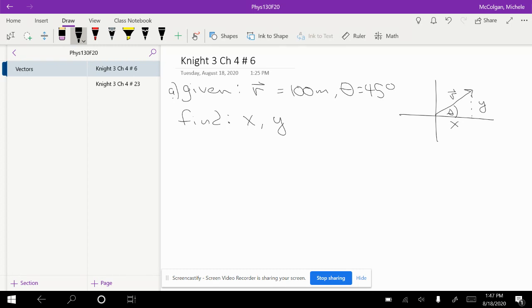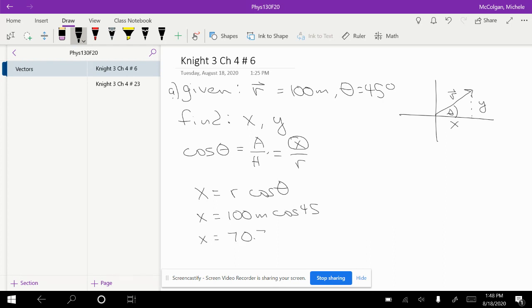So x is adjacent to the angle, so I'm going to use cosine. So cosine theta is equal to adjacent over hypotenuse. My adjacent is x and my hypotenuse is r. So that's going to equal x over r. And so if I want to get x alone, I'm going to multiply both sides, both x over r and cosine theta, by r. So I get x is equal to r cosine theta. And if I plug in, x is equal to 100 meters times cosine of 45. Plugging that into my calculator, I get 70.7 meters.